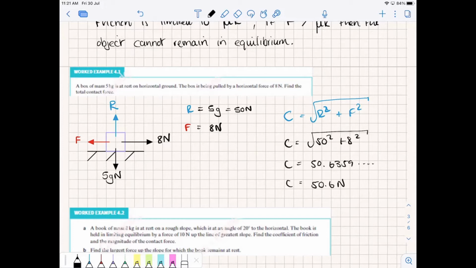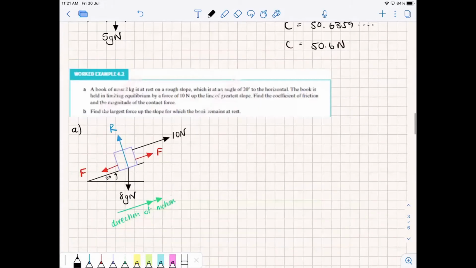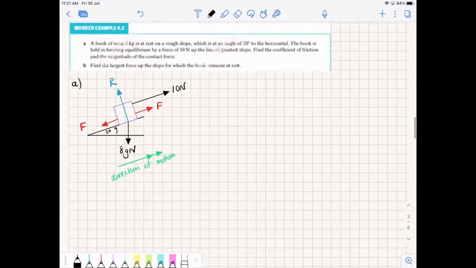Okay, let's move on to a more tricky example. So let's ignore the diagram for a second. Let's read the question, and then you obviously would have to draw a diagram for yourself. In the textbook, they give it to you, but it's not normally going to be given to you. You're going to have to draw one.